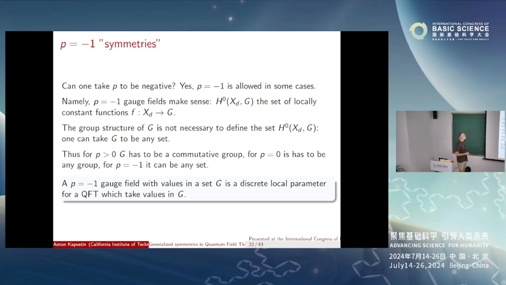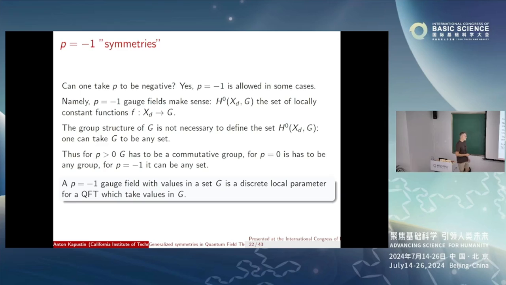If you want to consider P minus 1 symmetries, they're labeled not by a group, but just by sets. So this is sort of a pattern: the higher P is, the more structure you have. For P equals 0, G is a commutative group. For P equals 0, it is any group. For P equals minus 1, it is actually any set.